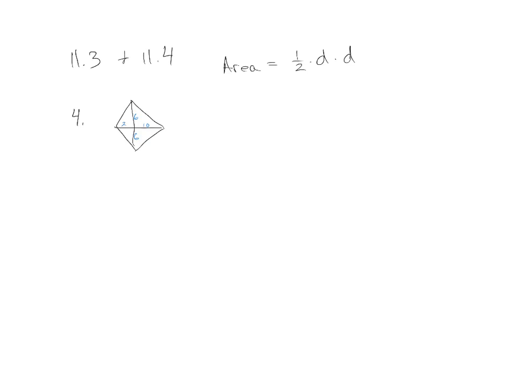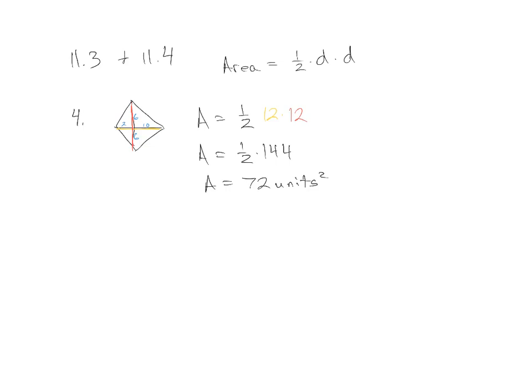So now what are the diagonals? The area is going to be 1/2. The first diagonal, the horizontal one, is going to be 12. And the second diagonal, this vertical one here in red, is also 12. Now let's calculate the area of that kite. So 1/2, and 12 times 12 is 144. And 1/2 of 144 is 72 square units. Again, it's an area, so it's squared.